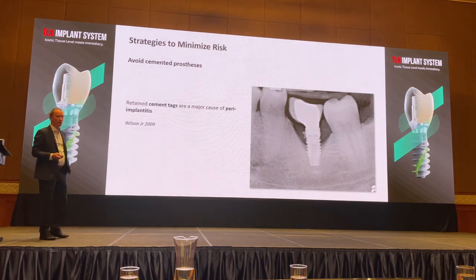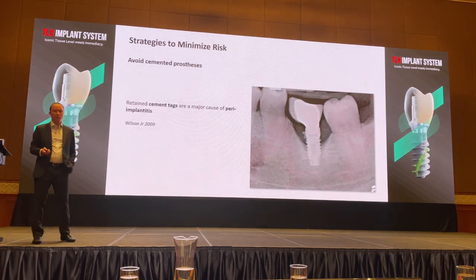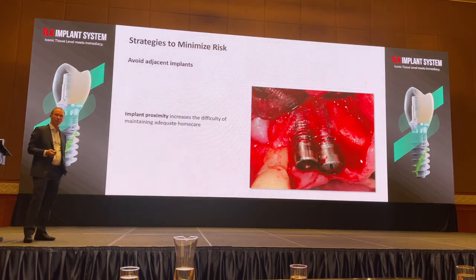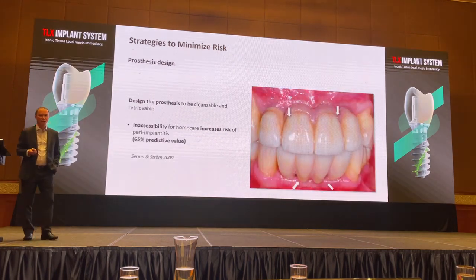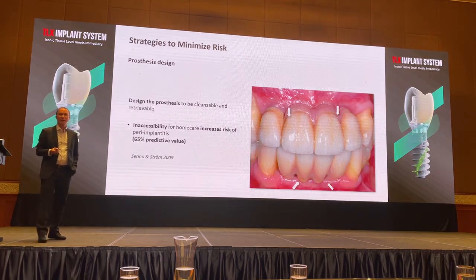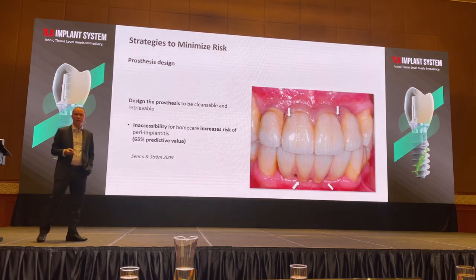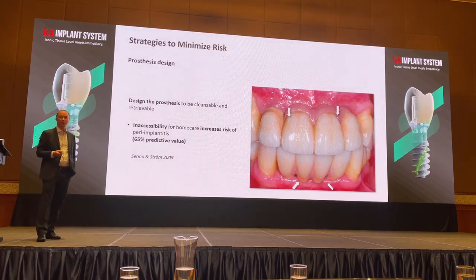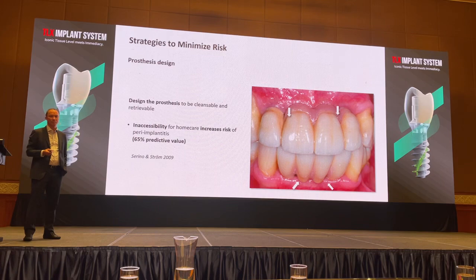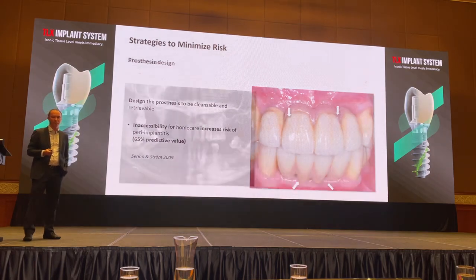Retain cement tags, so we avoid cemented prosthesis. Avoid implants that are too close together, obvious reasons. Design the prosthesis to be cleanable. Inaccessibility for home care increases the risk of periimplantitis. There's a 65% predicted value. Okay, so that's how you design your prosthesis.